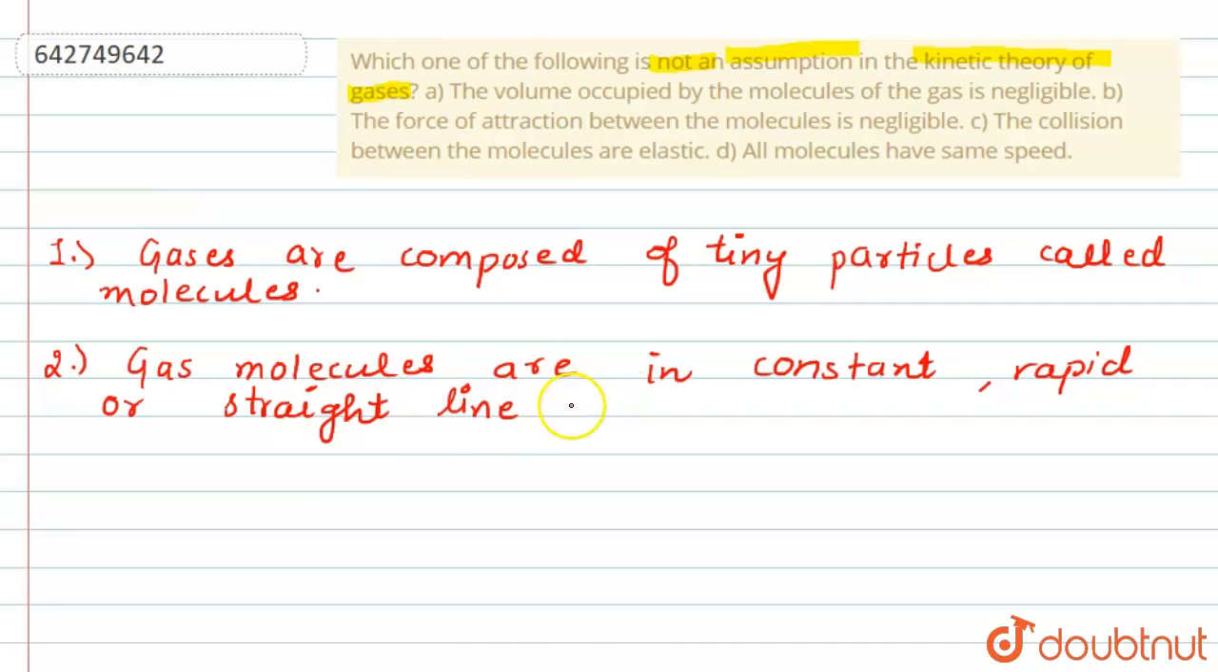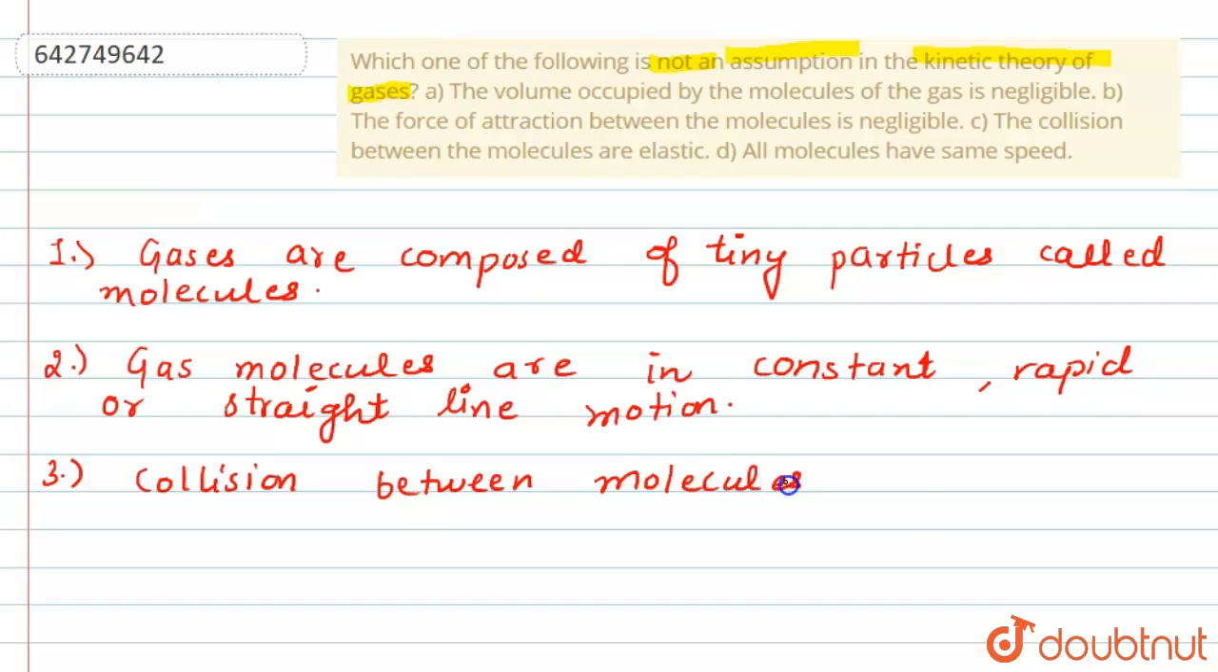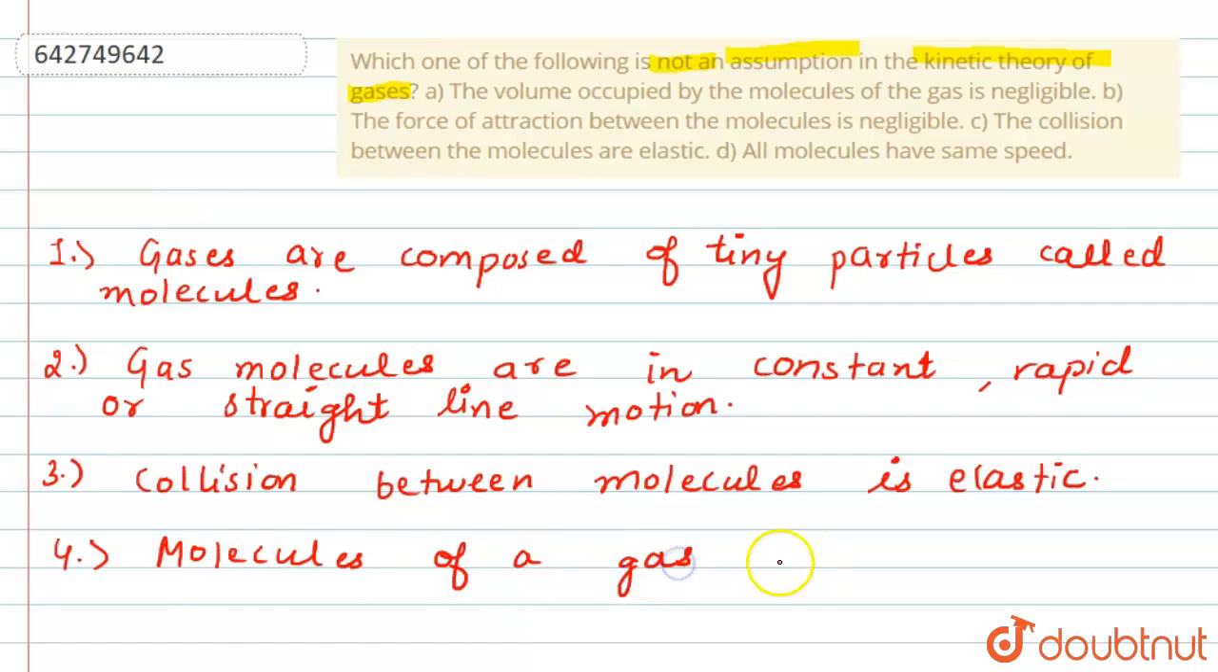If the gas molecules are moving, then obviously they have some kinetic energy, and since they are moving, they will collide with each other. The collision between molecules is elastic, and there is no force between molecules. So we can write that the molecules of a gas have no attraction, and also no repulsion for each other.